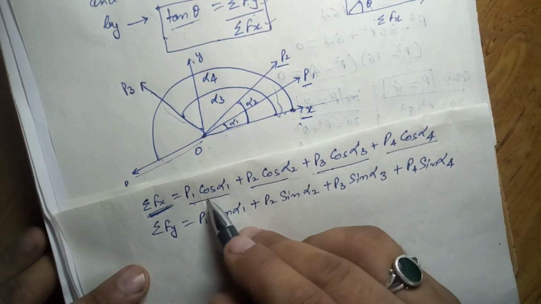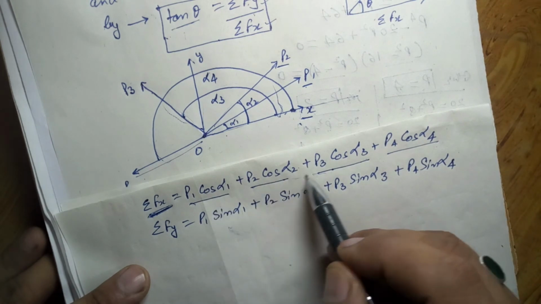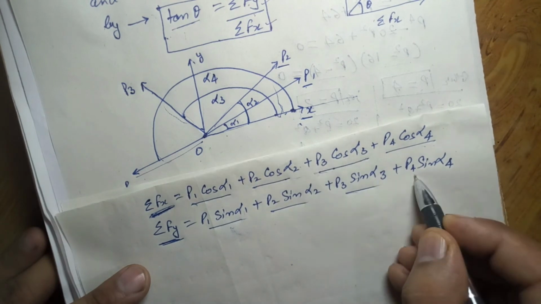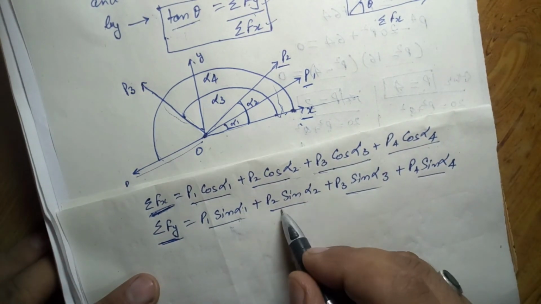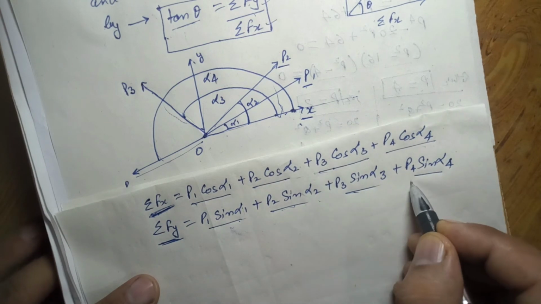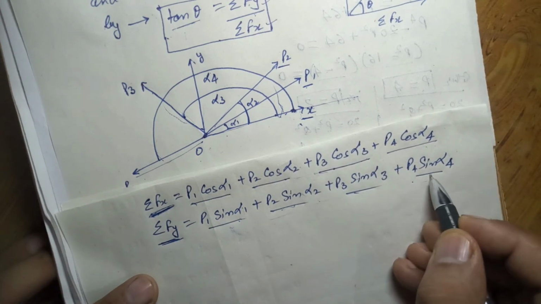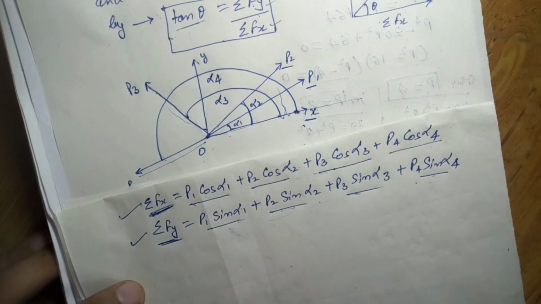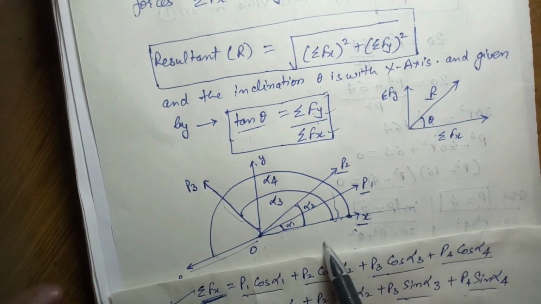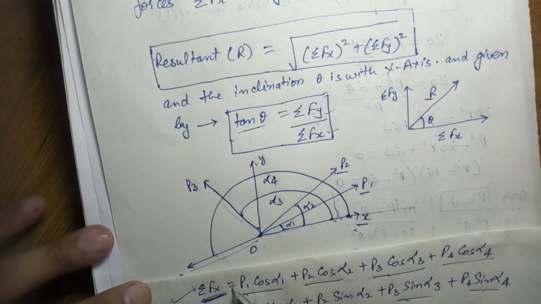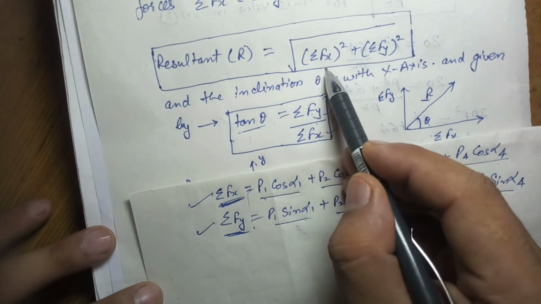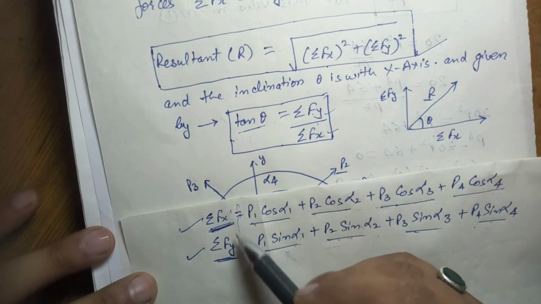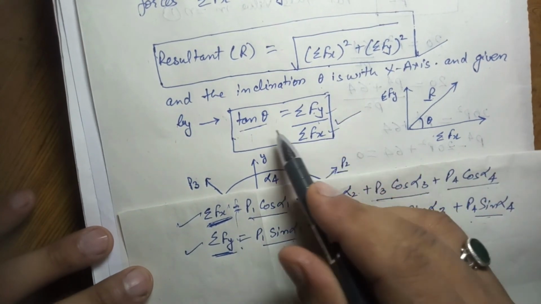So in all the forces we are taking the x direction component, and for summation of Fy we are taking the y direction component: P1 sin alpha 1, P2 sin alpha 2, P3 sin alpha 3, P4 sin alpha 4. In this way we get the values of summation of Fx and summation of Fy. Now in a numerical problem, we put these values directly in the equation to get the resultant, and we use the same values of summation of Fx and Fy to get the direction.